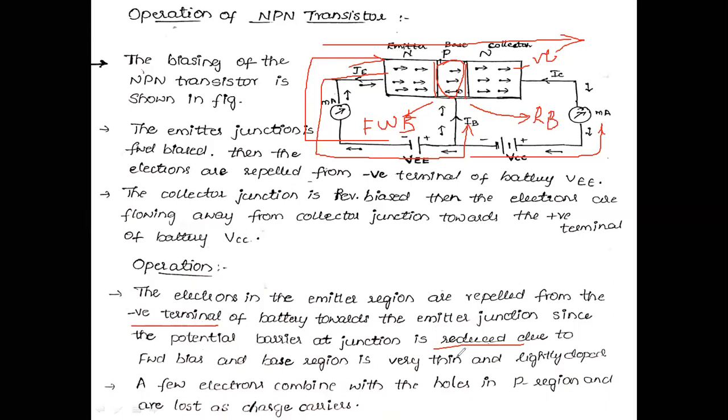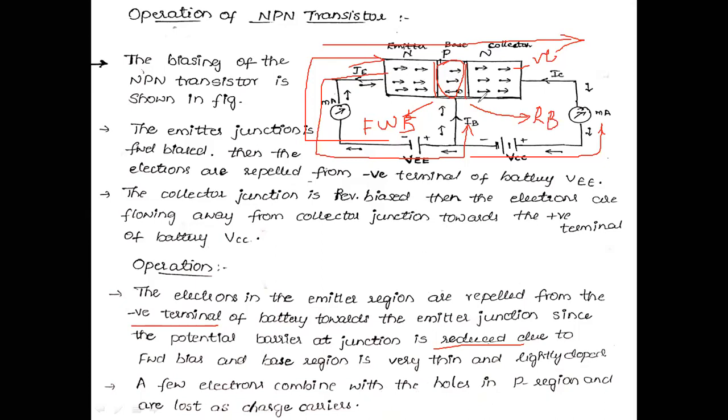The electrons in the emitter are repelled from the negative terminal of the battery, and those charge carriers are transmitted from the emitter side towards the emitter junction. Since the potential barrier at the junction is reduced due to the forward bias condition, and the base region is very thin and lightly doped, a few electrons combine with the holes.